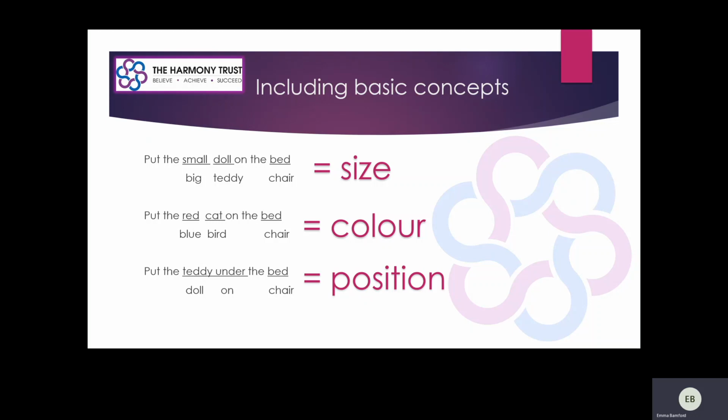If you wanted to teach the child different colours or find out if the child understands different colours, you could have different coloured objects. So you could have a red cat or a blue cat, or a red cat and a blue bird, and you're asking the child to put them on the bed.